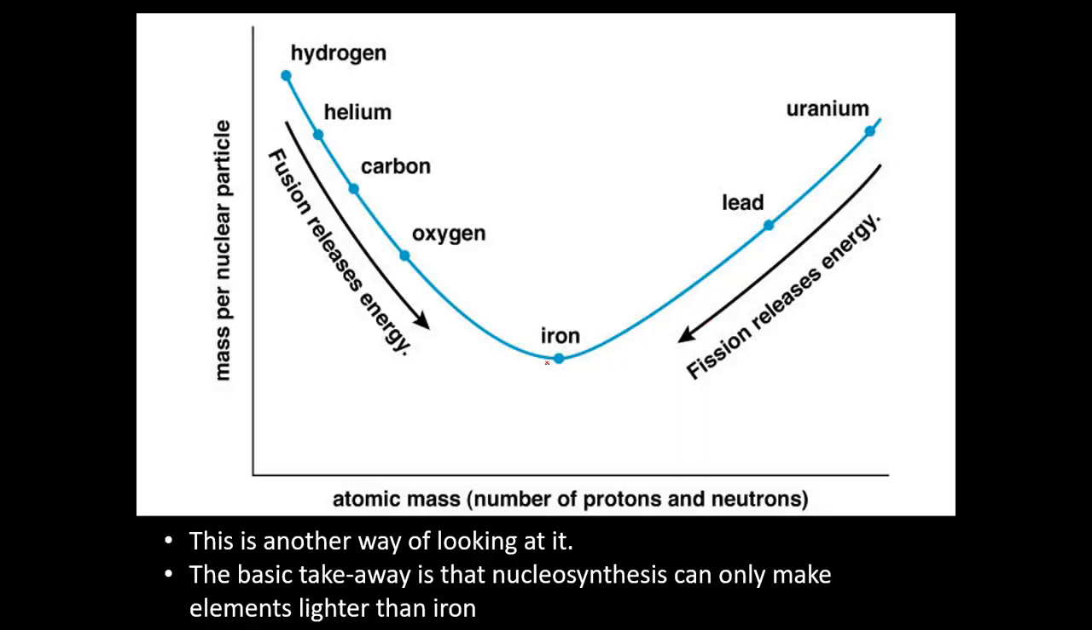So iron, another way of looking at it, this is the mass per nuclear particle. Iron is here at this inflection point, okay? So it's basically the maximum energy that you can have binding the nucleus together, okay? After that, it takes energy to create elements, okay? So that means that everything heavier than iron, it's going to take energy to create those elements.